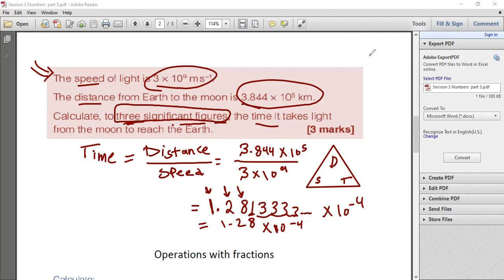Okay, Shabab, I erase this one. Any question? Any questions, Shabab, here? No. No, I don't have. Okay.